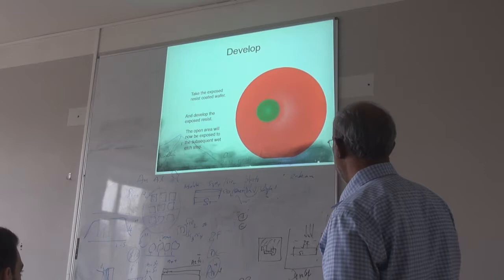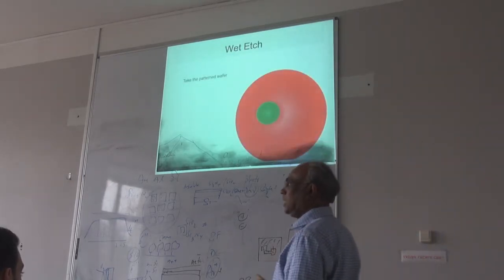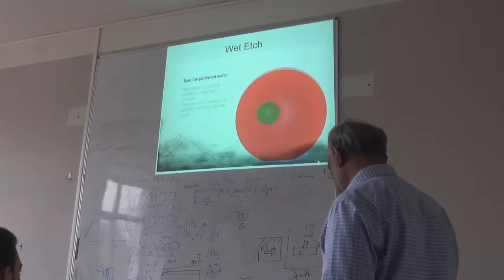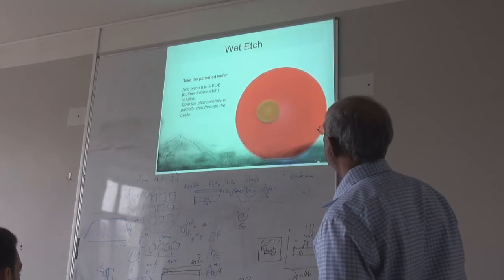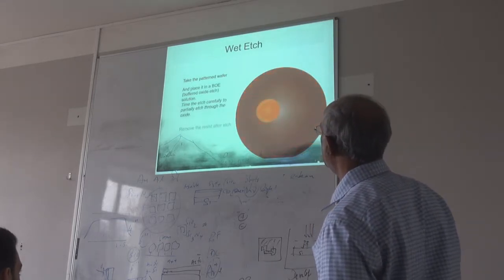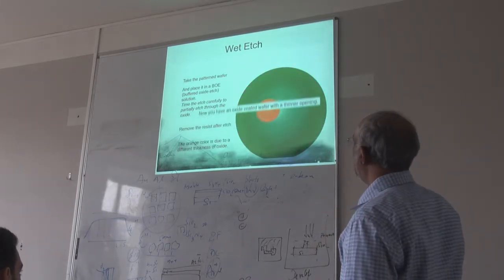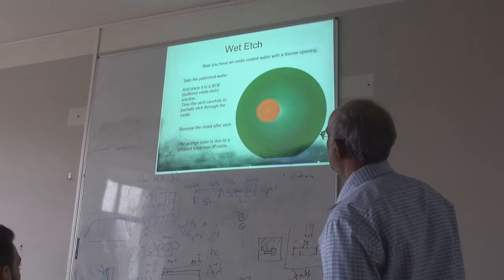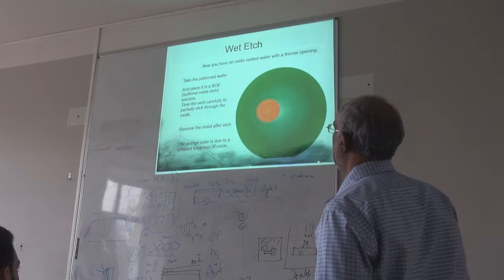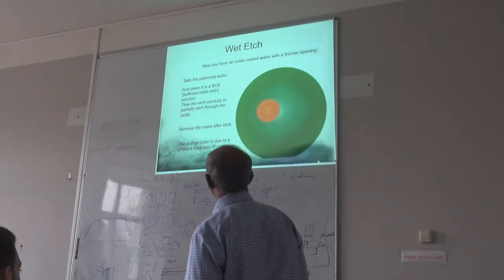When I etch this, we use wet etch. That means you put it in some chemical, some liquid. The etchant is something called BOE, buffered oxide etch. Now you have to remove the residual polymer. So remove the resist after etch.